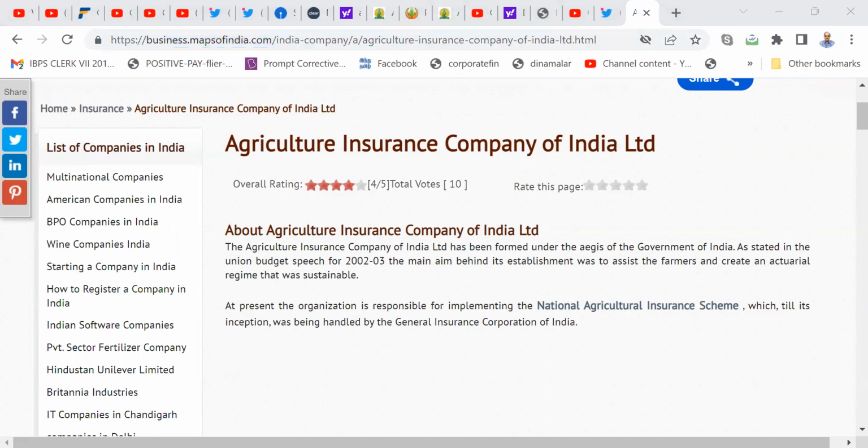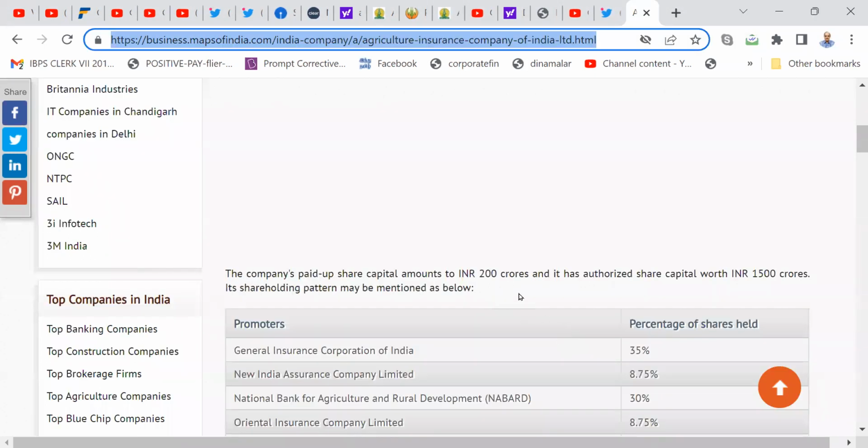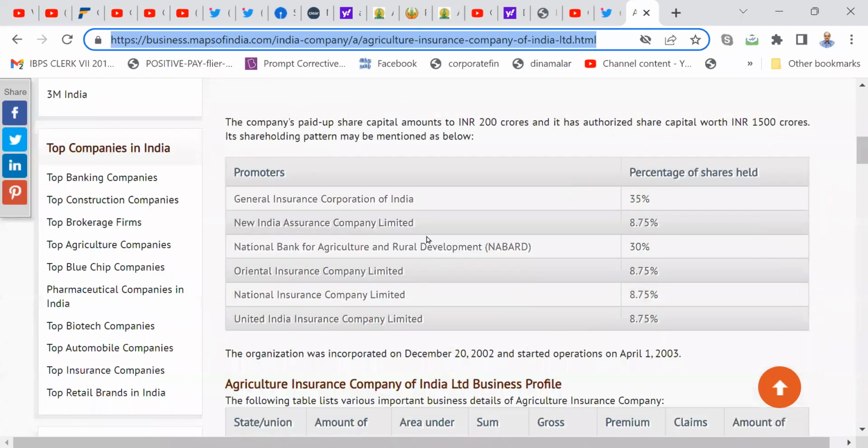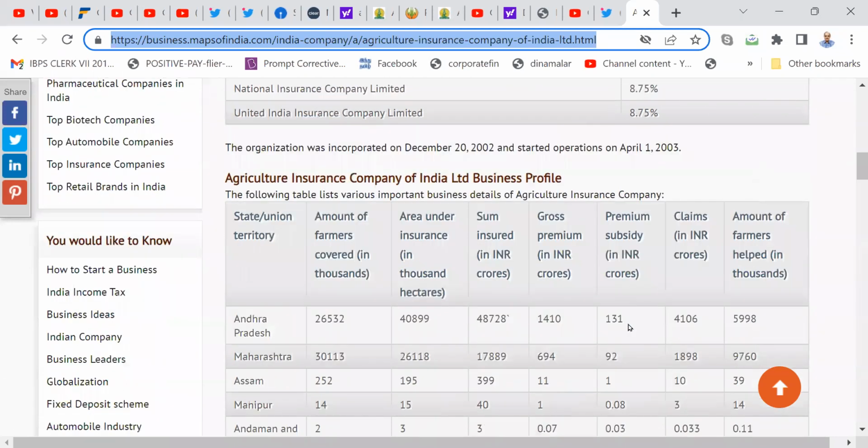I am giving this in the Telegram group. Are you a member of the Telegram group? Yes sir. I am giving the link in that group. Look at it and read it. This is good material. I think I am satisfied with this. Here they are telling the company's paid up capital is Indian rupees 200 crores. That is correct. It is contributed by General Insurance Corporation, New India Assurance, NABARD, Oriental Insurance, National Insurance, United India Insurance.